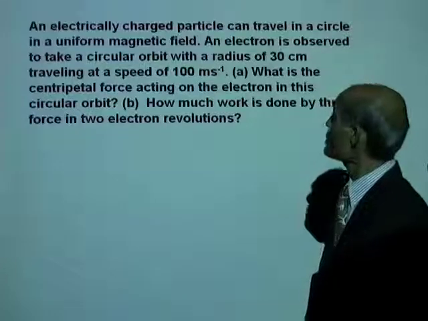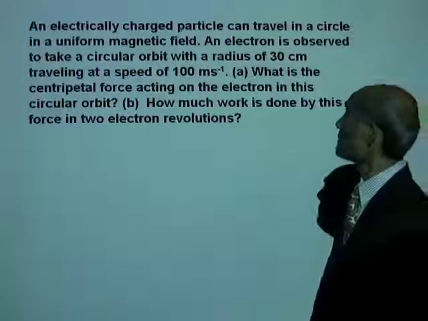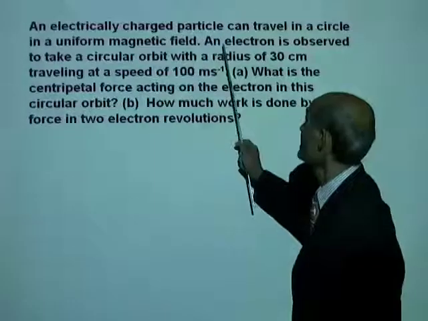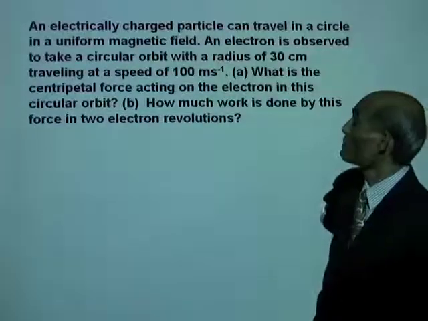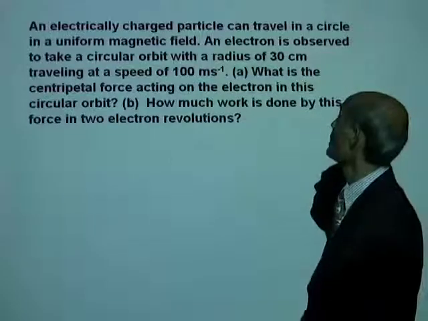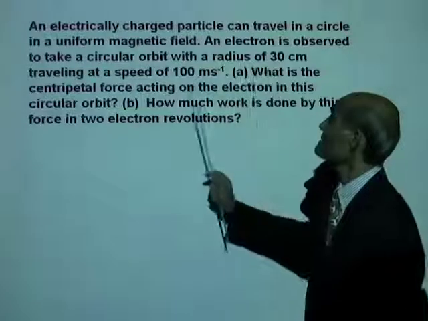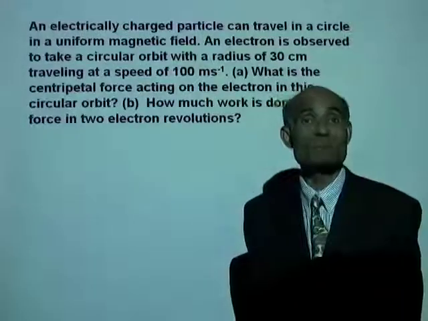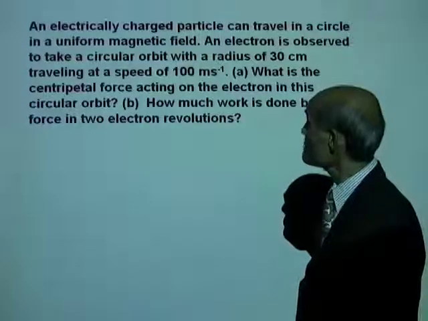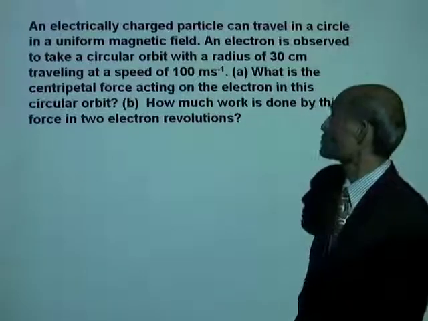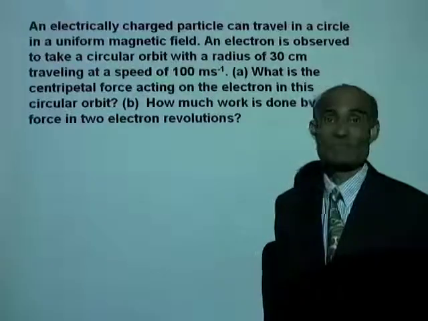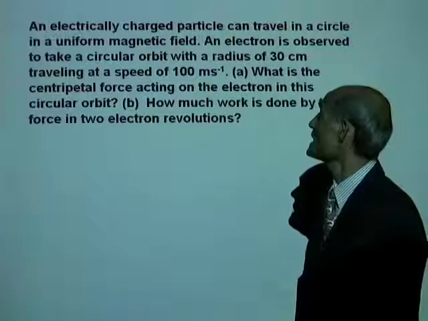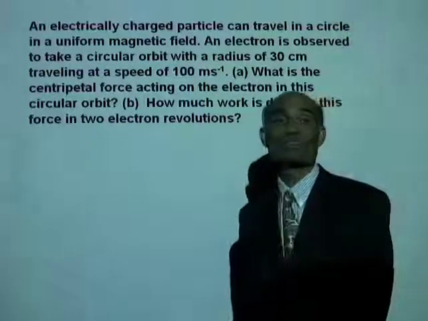Alright, let's do another problem. An electrically charged particle can travel in a circle in a uniform magnetic field. An electron is observed to take a circular orbit with a radius of 30 centimeters, traveling at a speed of 100 meters per second. What is the centripetal force acting on the electron in this circular orbit? How much work is done by this force in 2 electron revolutions?